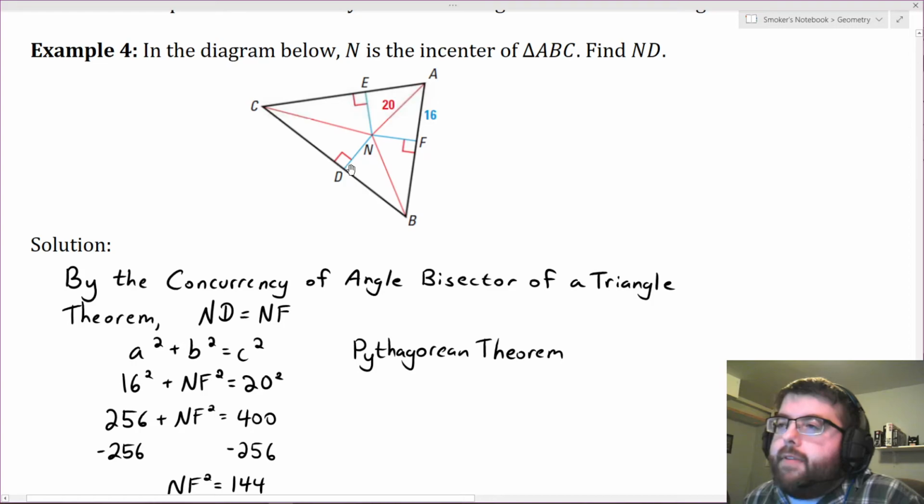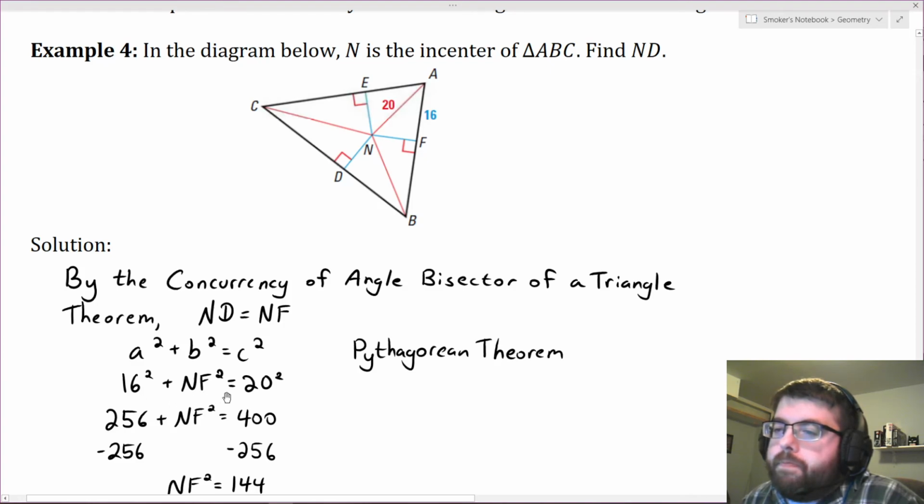However, if what we're looking for, ND, is congruent to NF, what we have here is a right triangle with a hypotenuse of 20 and one of the legs 16, and we want to find the third leg. If we can find NF, then we will know that ND is the same value. We're going to use the Pythagorean theorem on these two values to find what NF is.